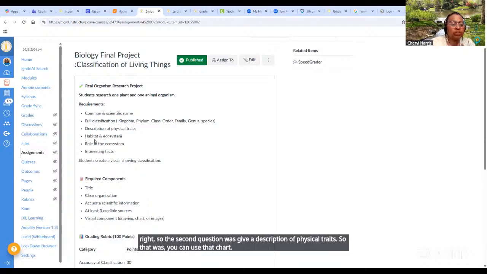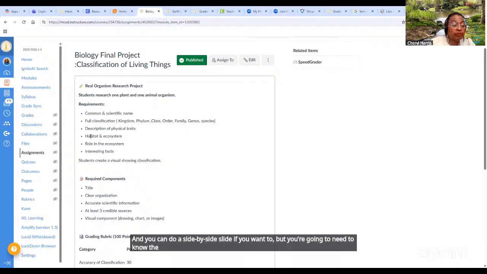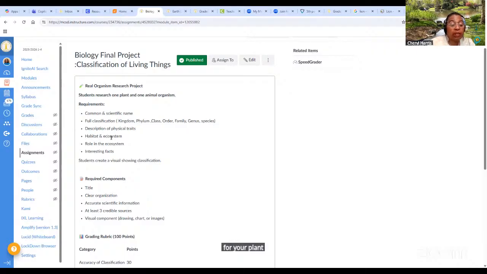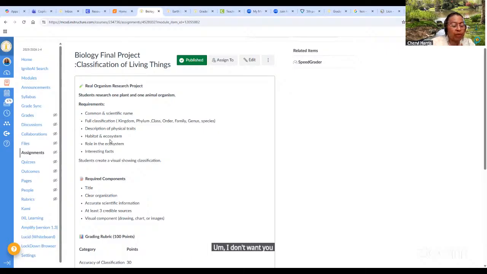Here's where you need to start separating them. You can do a side by side slide if you want to, but you're going to need to know the habitat for your plant and separate side. I would rather you do them on separate slides because I don't want you to cram information. I don't want it to be so teeny tiny that I have to struggle to read it.